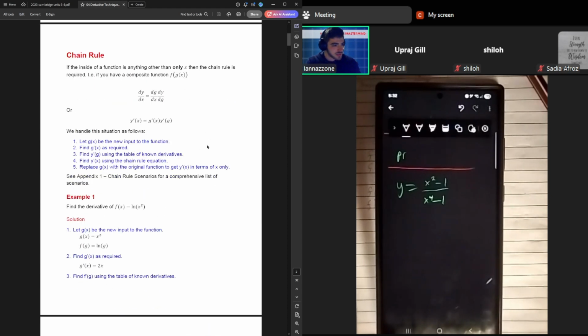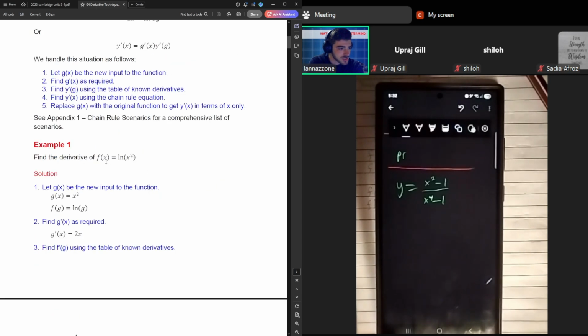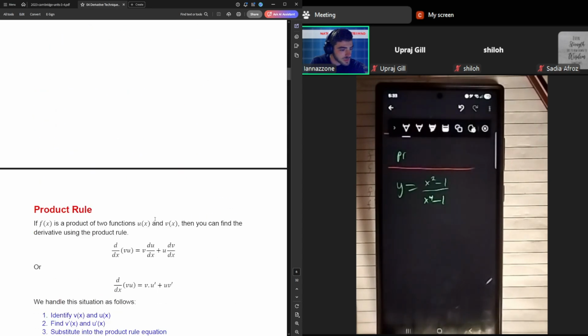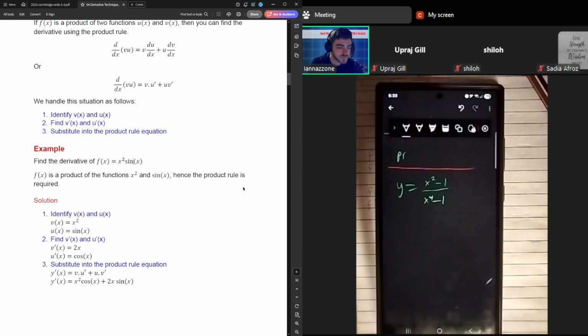So the first possible rule would be chain rule. So you would use chain rule for composite functions, essentially. So the example I give is f of x is natural log of x squared. You have a function inside of a function. The second possibility is product rule, where you have a multiplication of two separate functions. In this case, it's x squared and sine x. There's a multiply between those two functions.